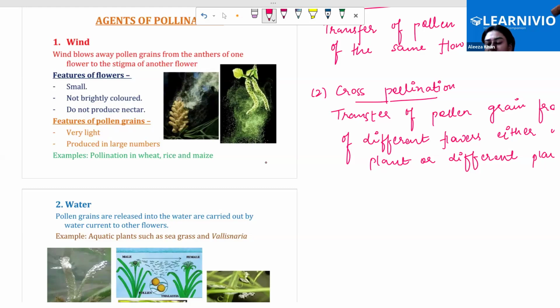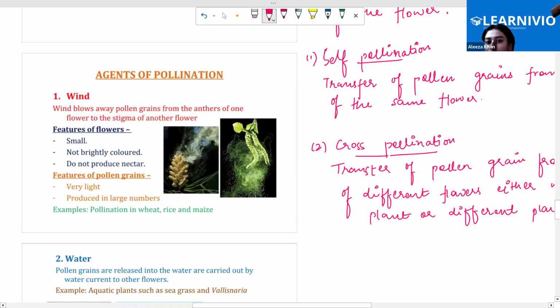Attractive colors of the flowers are required in the insects, okay, to attract them. Otherwise, for the wind and for the water also, they don't need to be that brightly colored. So if I talk about the agents of pollination, we are calling them agents of pollination because they are taking the pollen grains, they are encouraging the process of pollination.